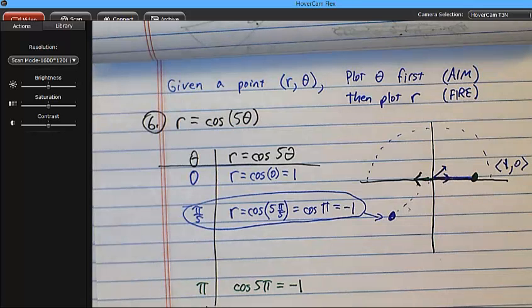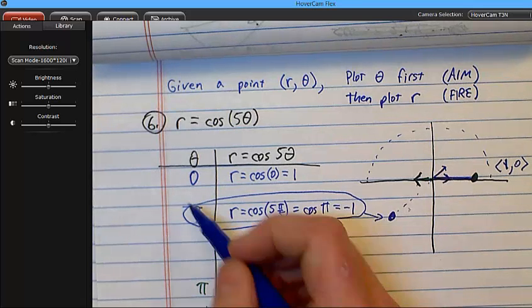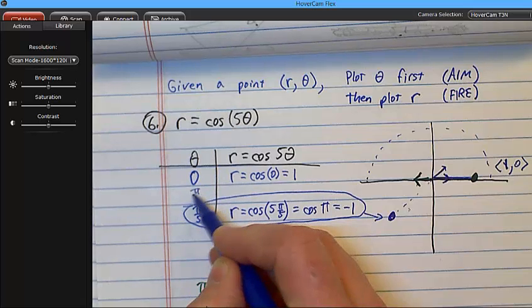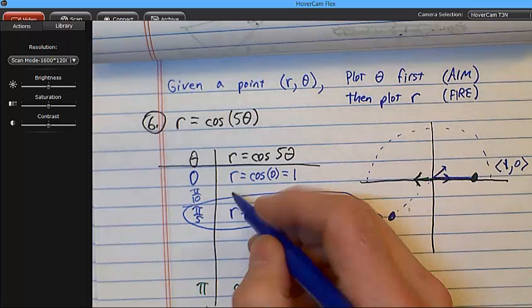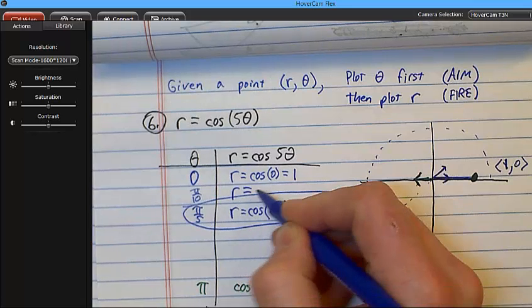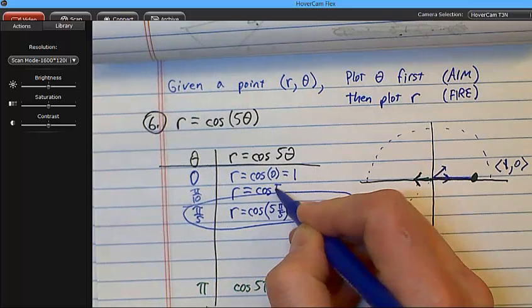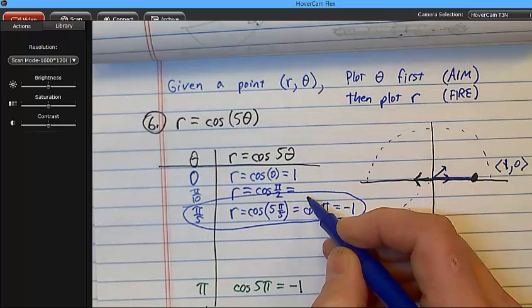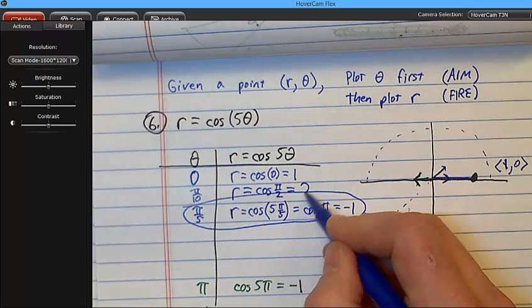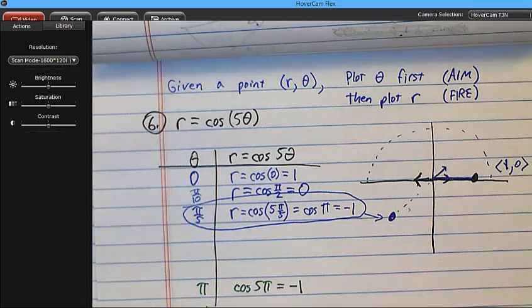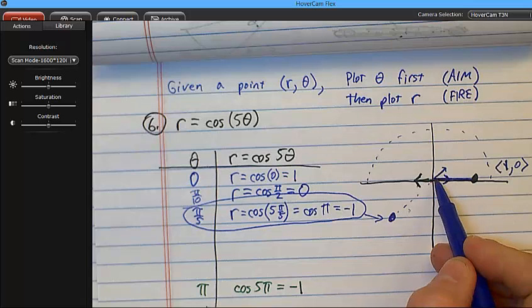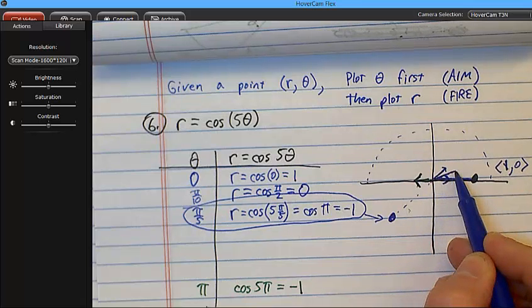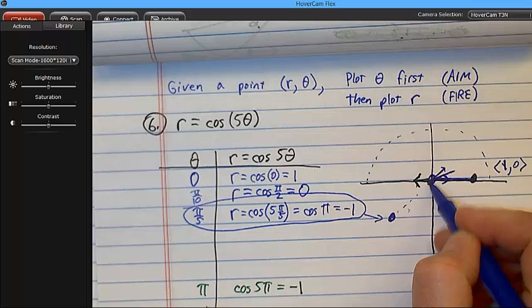Here, let's suppose that I use a smaller value. What would happen if I put in pi over 10? Pi over 10. What does r equal? Cosine of 5 pi over 10, which is pi over 2. What's the cosine of pi over 2? 0. That's weird. So that's kind of strange. I'm going to aim in between these two when I do pi over 10, but the output is 0 right at the origin.